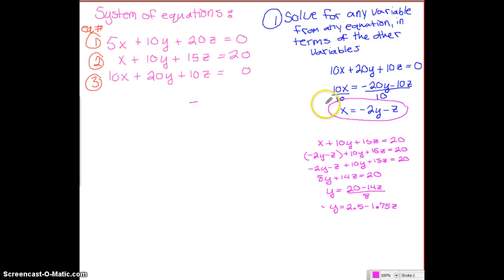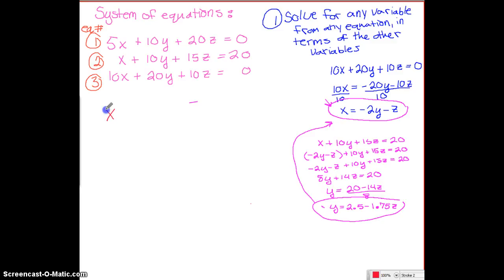So as you can notice, the x right here has two variables. It has a negative 2y and a z. Since we're going to be solving for z, we need to get rid of that 2y. Since we just solved for y in terms of z, we can actually plug this newfound y into our x before we plug it into the last equation. So we're just going to substitute those really quick and find a new value for x.